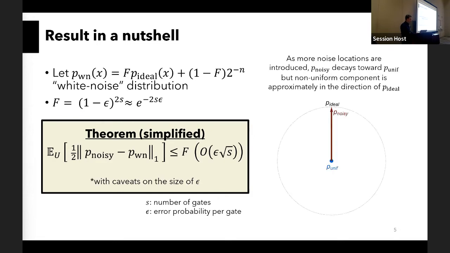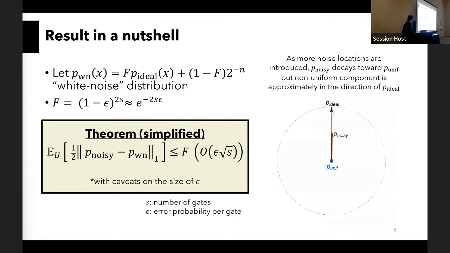So I made this animation to give another picture of what's going on, and of course these probability distributions are high-dimensional objects, so we shouldn't take it too seriously to put them on this 2D plane. But I've tried to do so nonetheless. Here I'm putting the uniform distribution at the center of this circle, the ideal distribution at the north pole of the circle, and then I'm going to imagine starting with an ideal circuit and adding in noise locations and seeing what happens to the noisy distribution. So 2 things are going to happen. The first thing is you're going to get a decay toward the uniform distribution, the decay of the fidelity. This is going to be represented by the arrow getting shorter. And secondly, the direction of the arrow is going to stay mostly pointed in the direction of the ideal distribution.